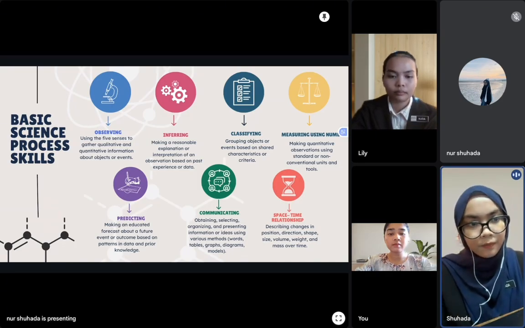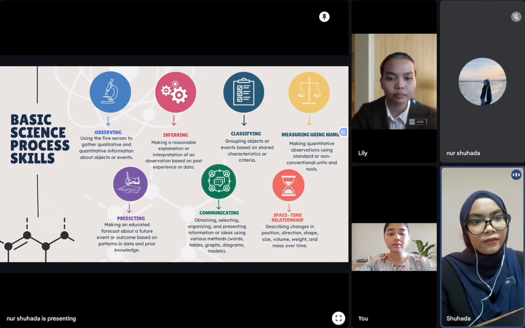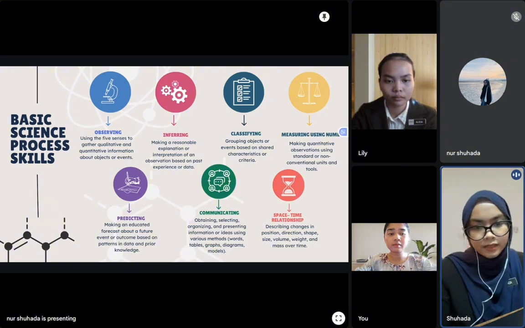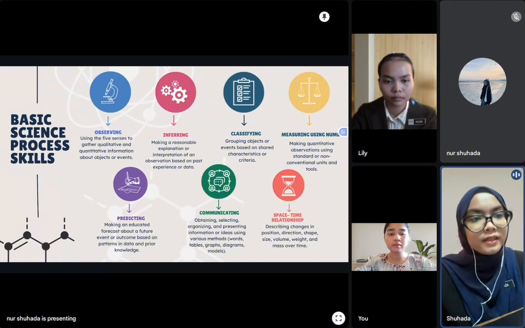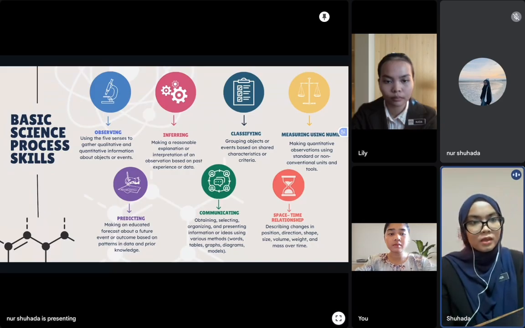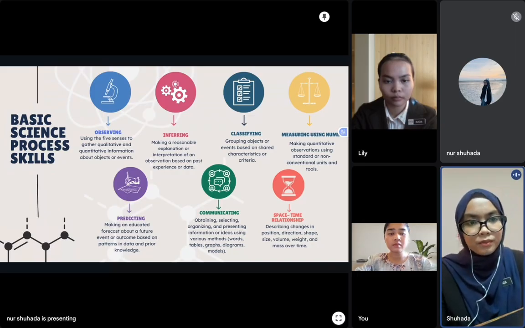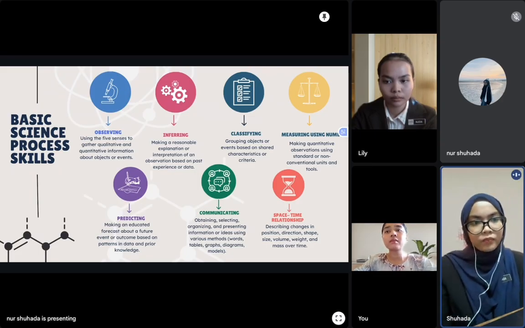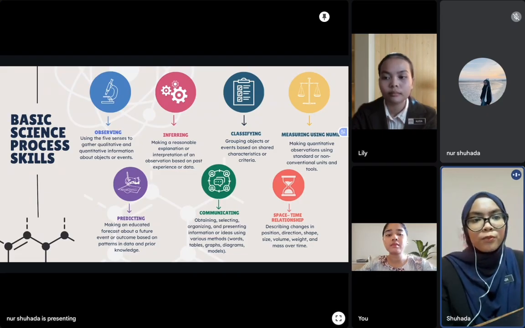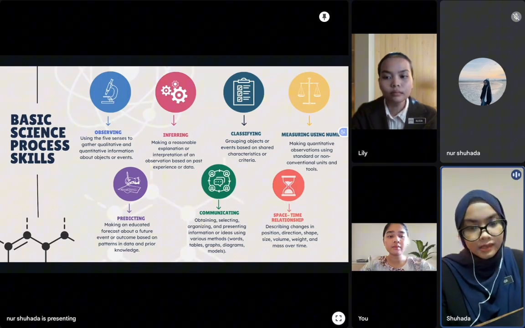Next, prediction. Prediction is the process of using past observations or data along with various scientific knowledge to forecast an event or relationship. But if a statement is not based on observation, it is not a prediction. It is called a guess. For example, if a magnet is brought closer to a paperclip, the paperclip will move toward it. So the purpose of prediction is to help plan an investigation or experiment and match the result.